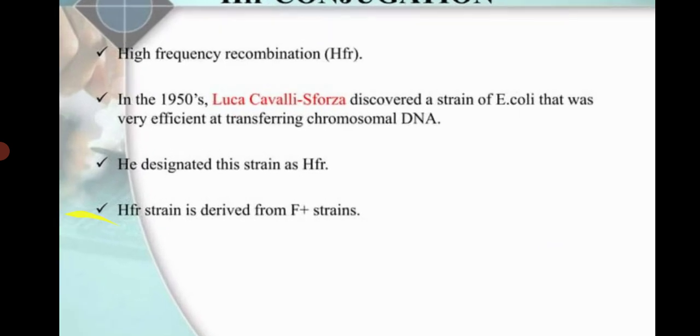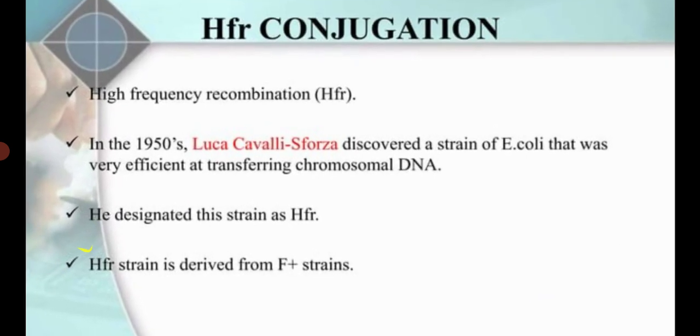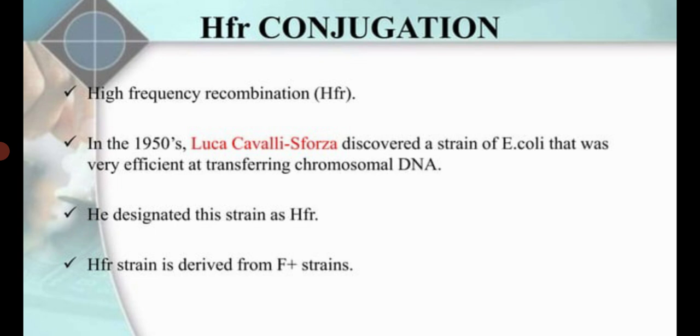Then the Hfr conjugation, or high frequency recombination conjugation. In 1950, the scientist Luca discovered a strain of E. coli that was very efficient in transferring chromosomal DNA, and he designated this strain as Hfr. The Hfr strain is derived from F plus strains.